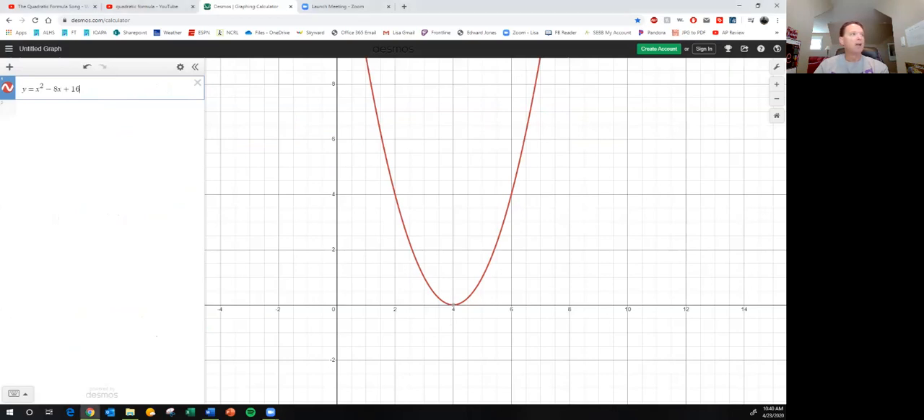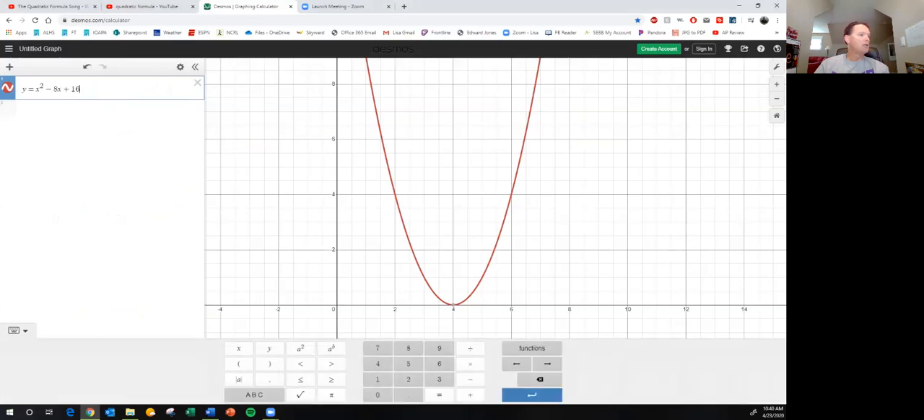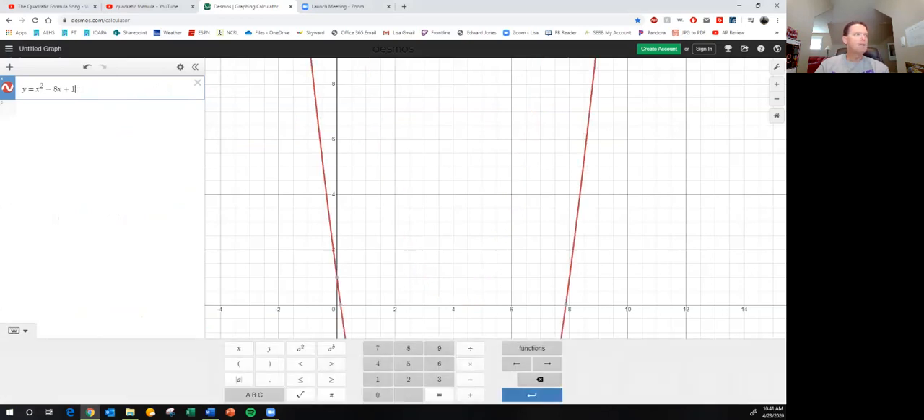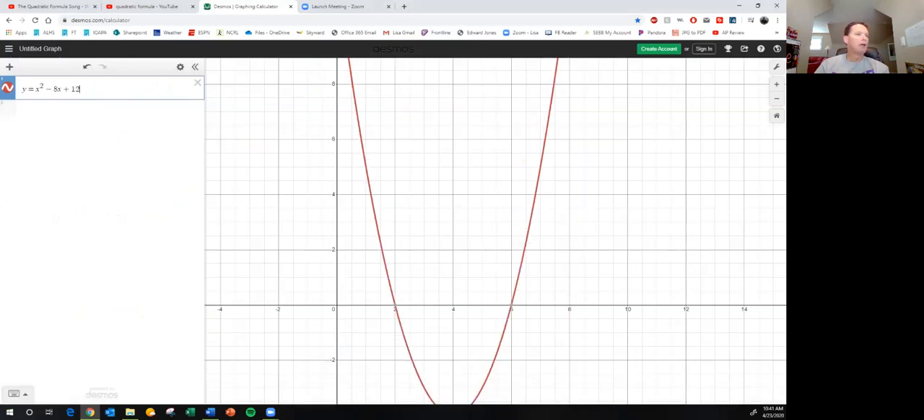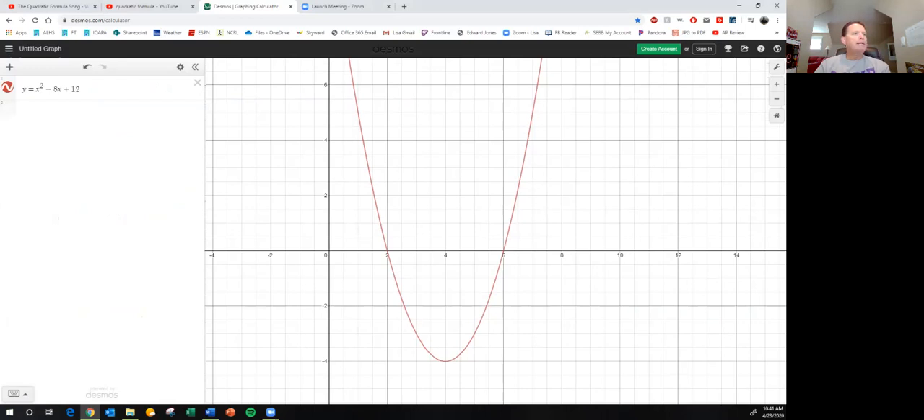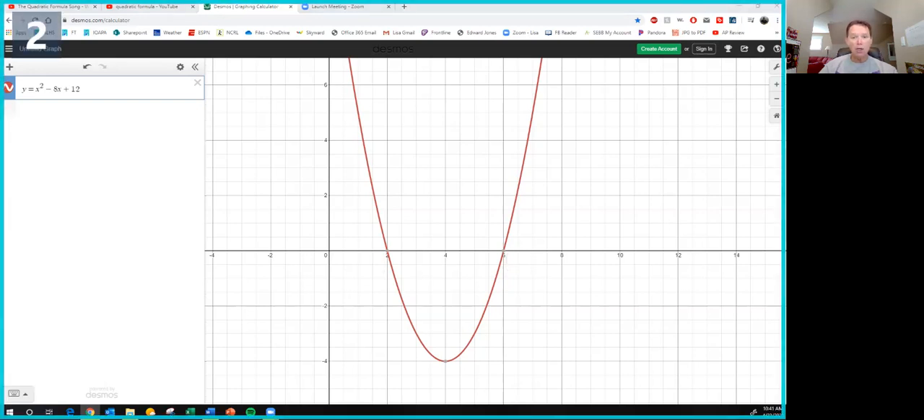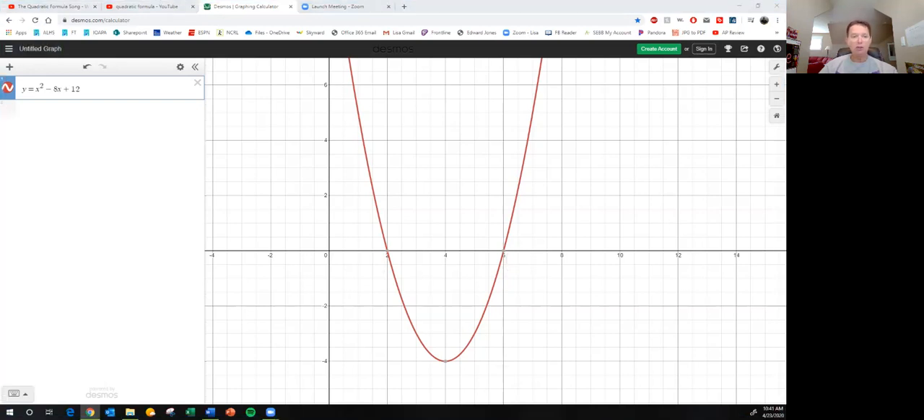Okay, now watch this. I'm going to change c to 12. And now you notice the graph at least crosses the x-axis twice. Once at (2, 0), and once at (6, 0). So what does it look like to get these 2 answers in the quadratic formula?